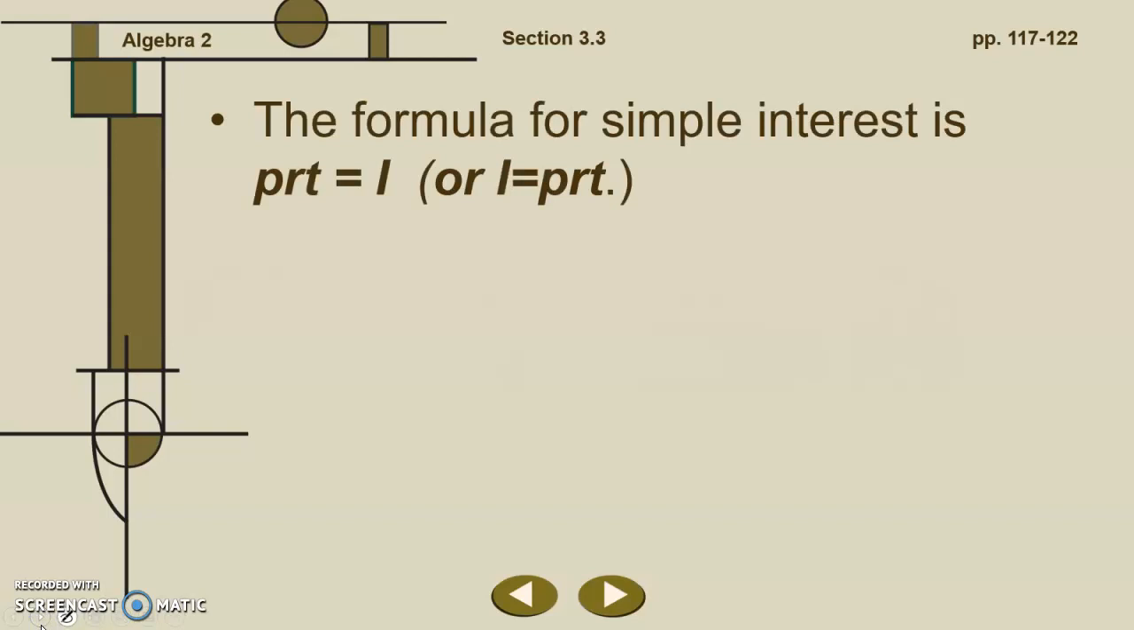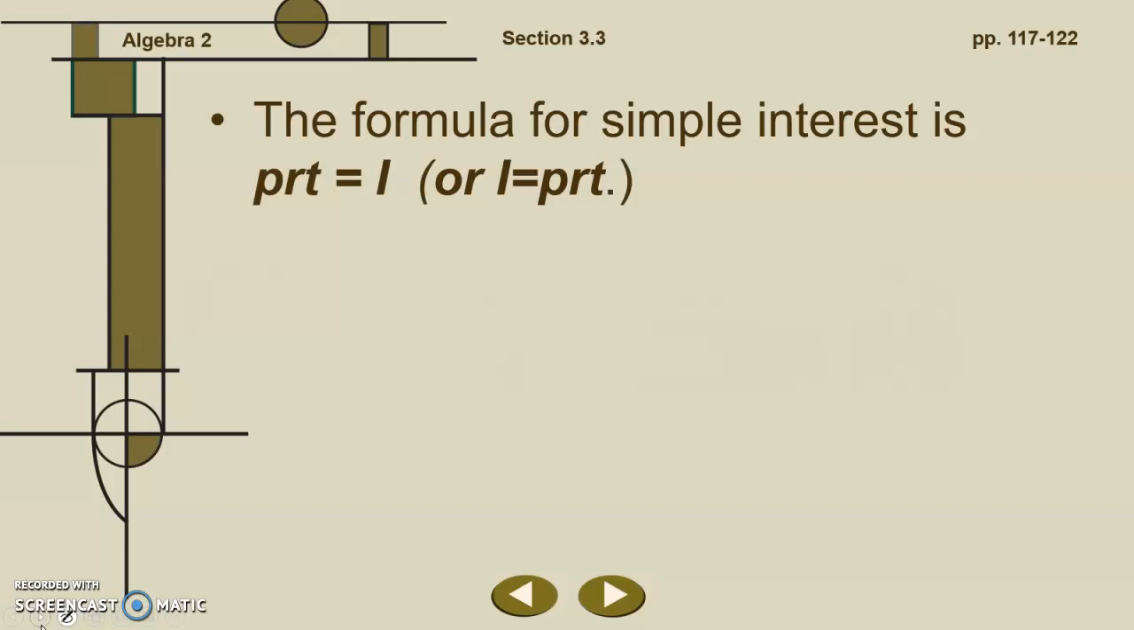We can also use systems of equations to solve problems involving finances. In fact, the financial world probably uses systems of equations more than maybe any other field. I mentioned that the other day. We have this formula for simple interest: PRT equals I, or I equals PRT. I is the interest that you're gaining, P is your principal, R is the rate of interest, and T is the time.